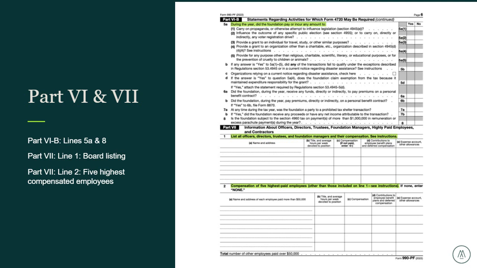Column C, we've got compensation, which is generally the taxable compensation. Column D, you include any employment benefit plan payment, any deferred compensation. The deferred compensation does include compensation that was earned in the prior year and is not paid by the time of the return filing. And then finally, in column E, enter both taxable and non-taxable fringe benefits, expense account, and other allowances, including any personal use of housing, vehicles, or other assets of the foundation. With that use, again, be mindful of the self-dealing restrictions.